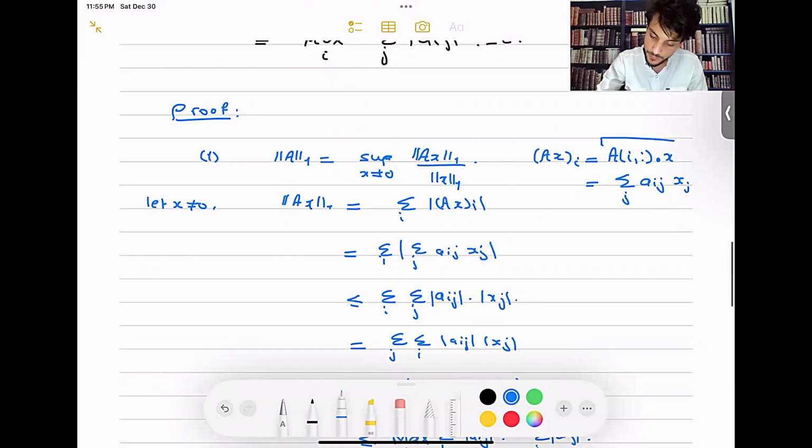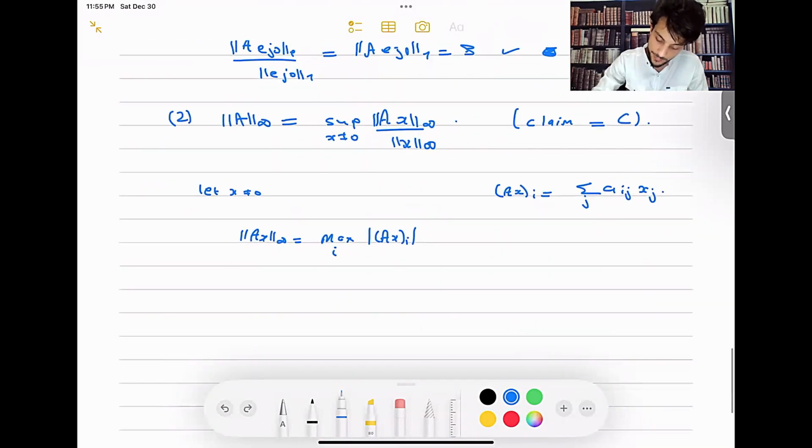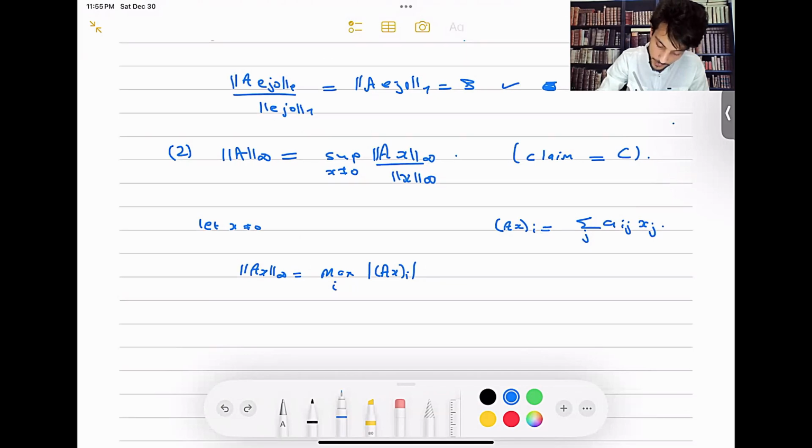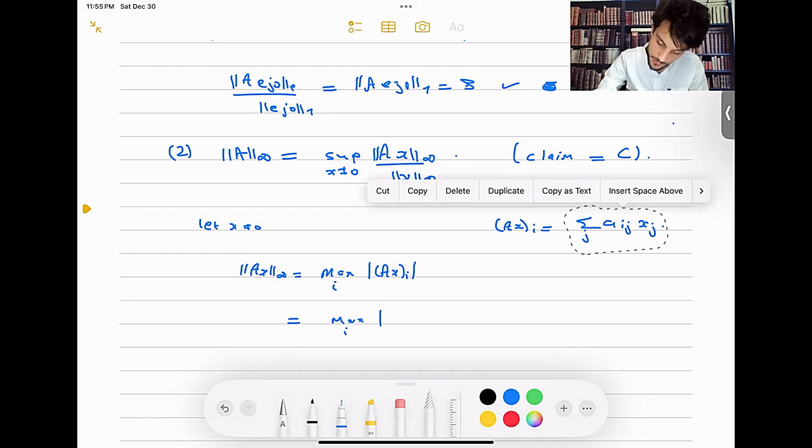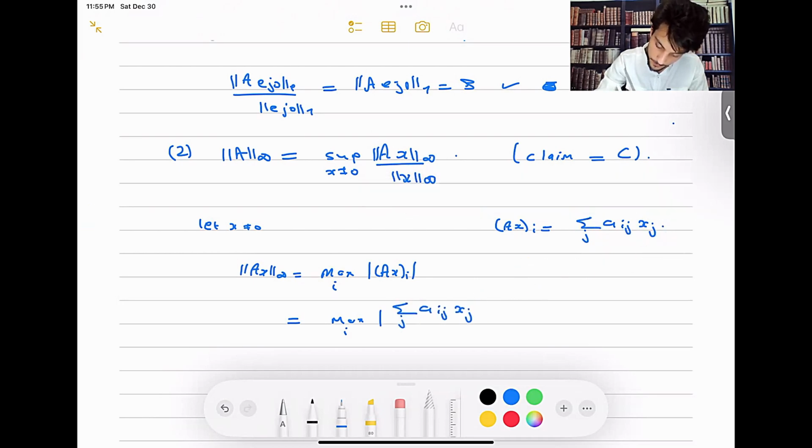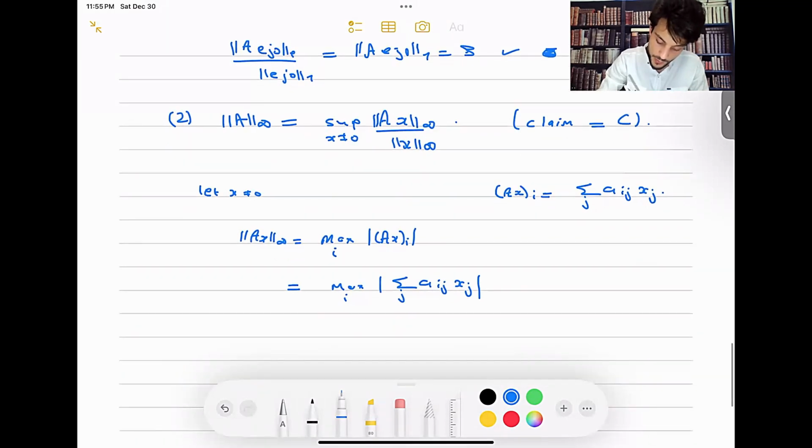Due to this reason. Okay, and if we just replace the value back, we get this, the maximum of the absolute values of these sums. And we now just use the triangular inequality to get this.